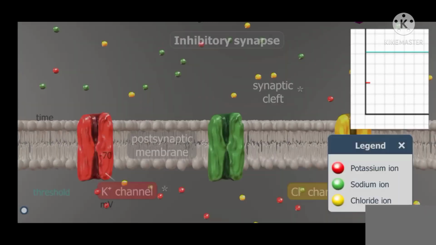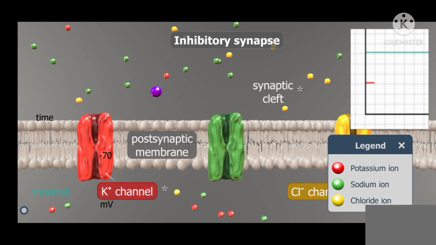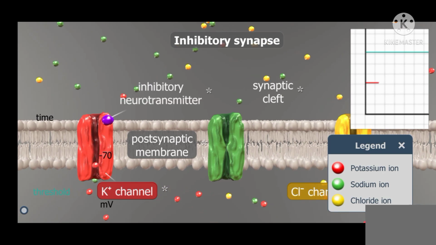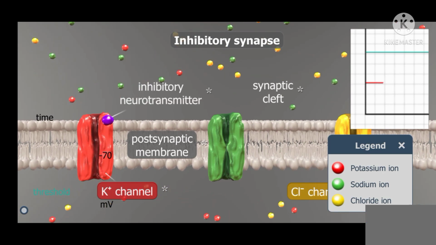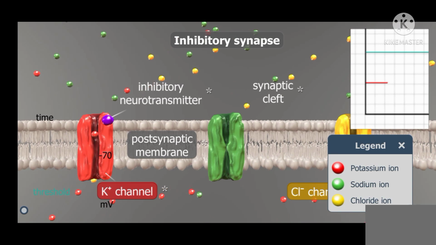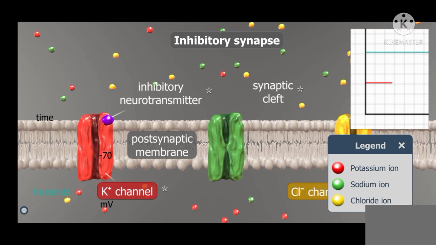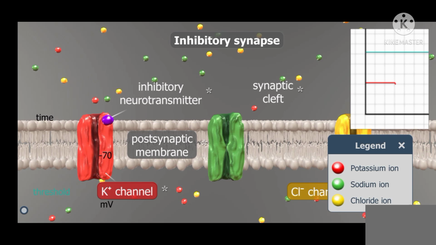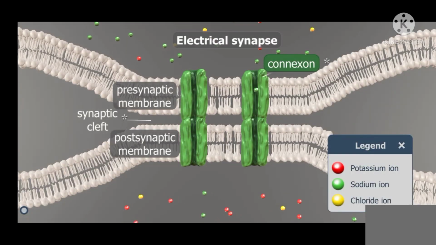Inhibitory neurotransmitters cause an influx of chloride ions and an efflux of potassium ions in the postsynaptic membrane. The influx and efflux of ions cause the decrease of the membrane potential. That is, they prevent the membrane potential from reaching the threshold and thereby inhibit the formation of an action potential. This is called hyperpolarization.